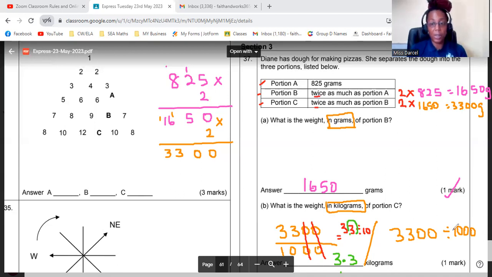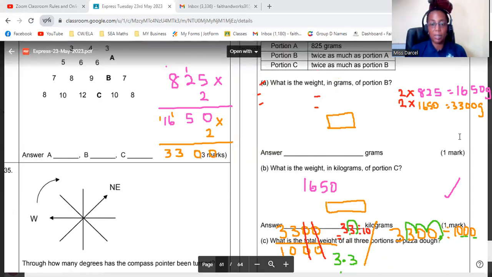We do the bunny hop. If you're doing it this way, our decimal point comes here at the end of the number, and we move 3 spaces to the left because there are 3 zeros. 1, 2, 3. All right. Of course, you'll get 3.3 kilograms. Okay. So let's scroll on to the next part of the question.